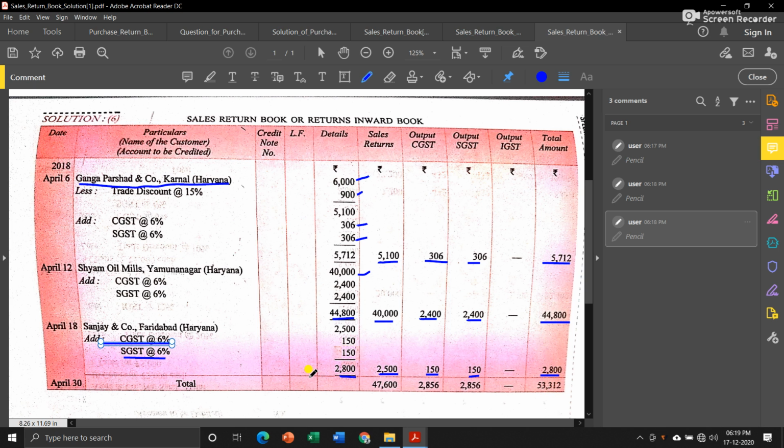This is how you prepare the sales return book, or returns inward book, or sales return journal. Since there is only one more topic left to cover in this chapter, that is journal proper, in our next session we will cover that, and we will try to wind up this chapter with that session.